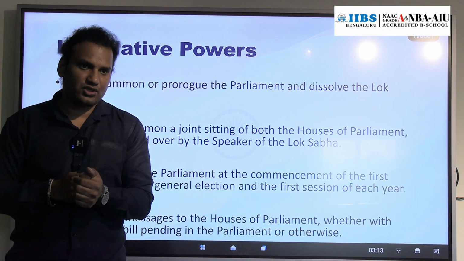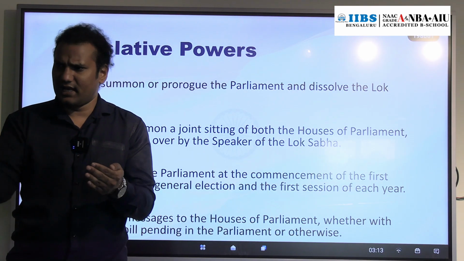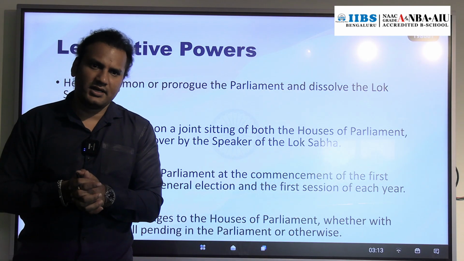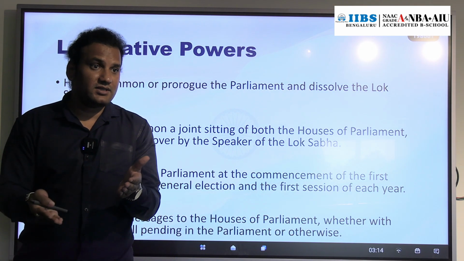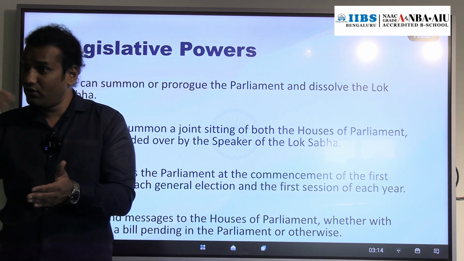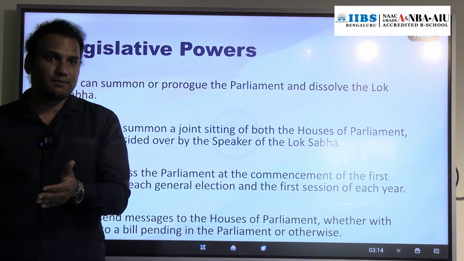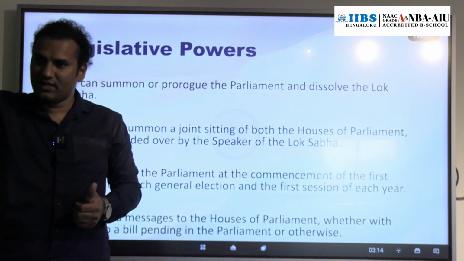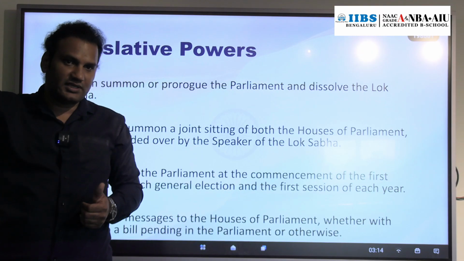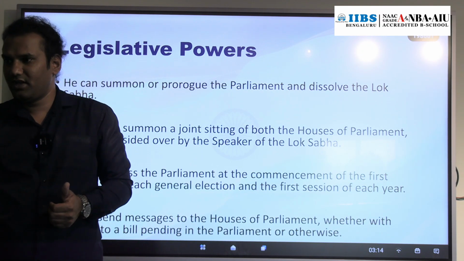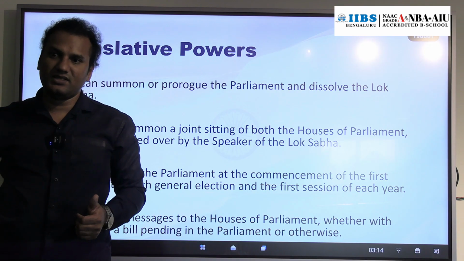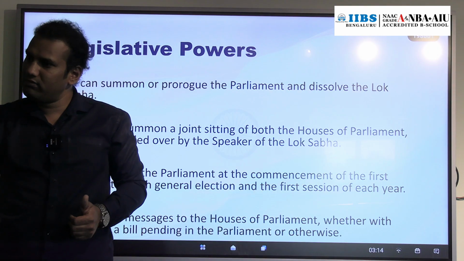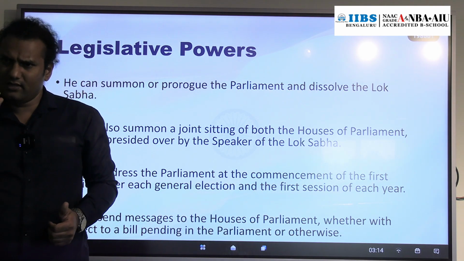If any legislation has to be created, first the bill has to be introduced in either of the houses, either Lok Sabha or Rajya Sabha. Once the bill is introduced, it has to be discussed, then voted. Once the bill is passed, it will be sent to the other house. In the other house also the bill will be introduced, discussed, and voted. If the other house also passes it, the bill will be sent for the assent of the President. Once the President gives assent, that bill becomes law.